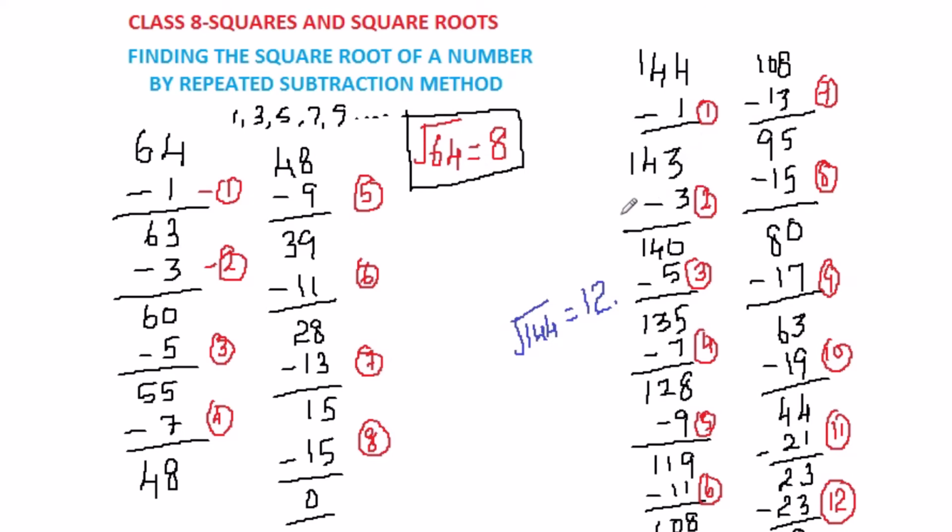This is given only for learning purposes. This is a method we used in the earlier stages. So by repeated subtraction with the odd numbers 1, 3, 5, 7 like that, we get the square root of 64 as 8 and of 144 as 12. That's all. Thank you.